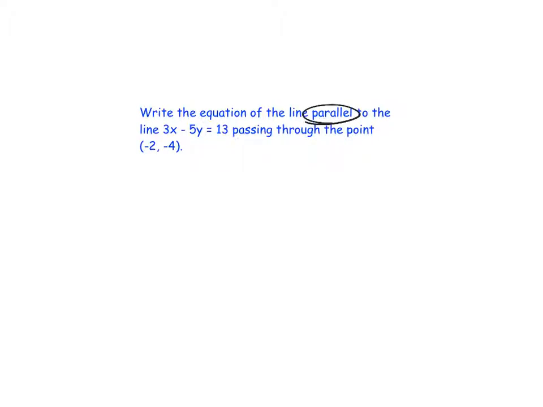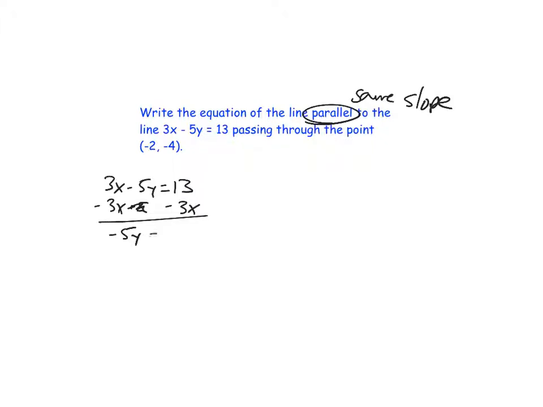So, parallel. Parallel lines have same slopes. So I got to find the slope of this line. Let's see, if I got 3x minus 5y equals 13, I got to put it in the y equals form. So let's subtract 3x from both sides, because I want to get y by itself. So I'm going to divide by -5. I don't really care what the rest of it is. All I know is that my slope now is -3 over -5, or +3/5.